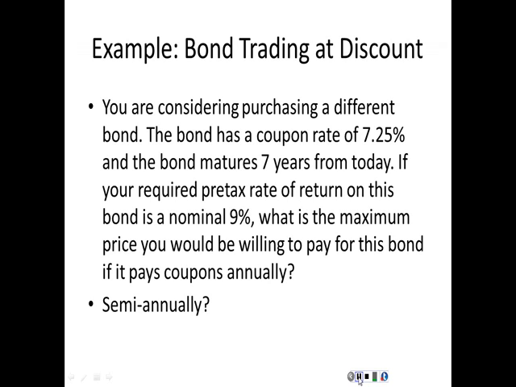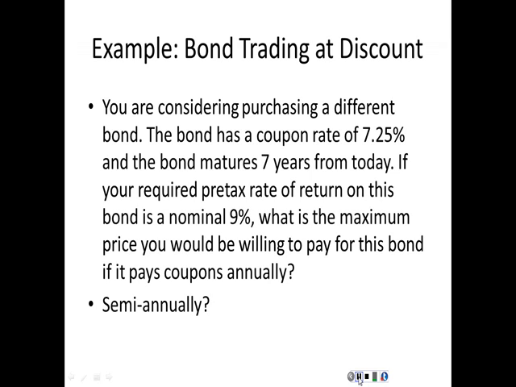Let's look at the following example. So we just did a bond trading at a premium. Let's do one trading at a discount. Here we're looking at a bond with a coupon rate of 7.25% that matures 7 years from today. It says we're required, or we want to earn 9% on this bond. That's our yield to maturity. What's the maximum price we'd be willing to pay for this bond if it pays coupons annually or semi-annually?